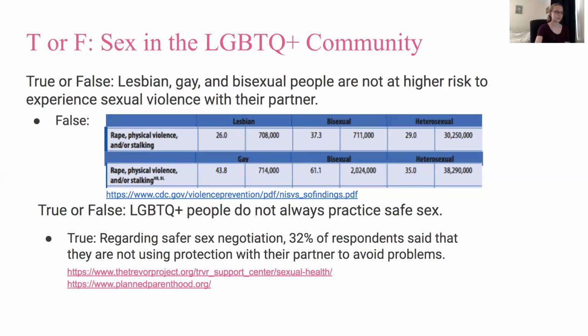So these two links to the Trevor Project and Planned Parenthood are resources for sexual health and practicing safe sex. Some issues to consider here are, where do you go for information on safe sex as an LGBTQ+ person? It's not typically taught in schools, and if your family's not accepting, how are you supposed to gain the skills to have a healthy and open conversation about safe sex?